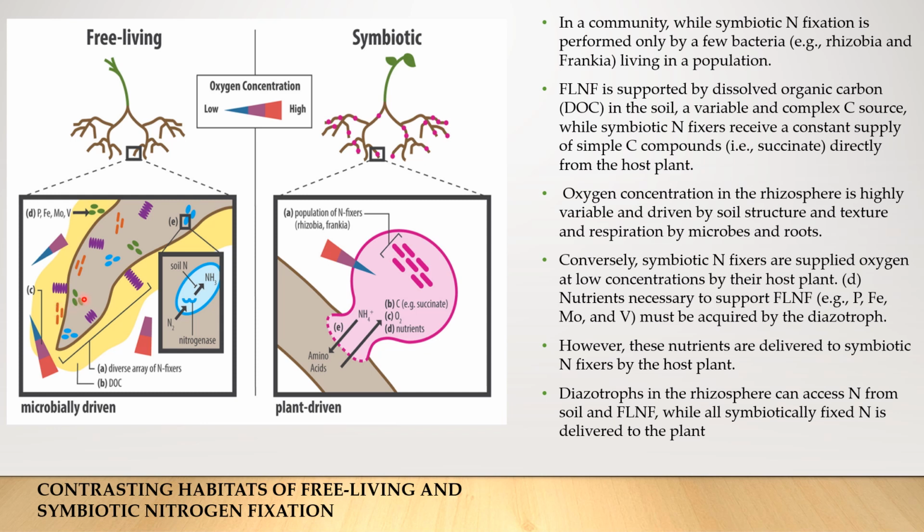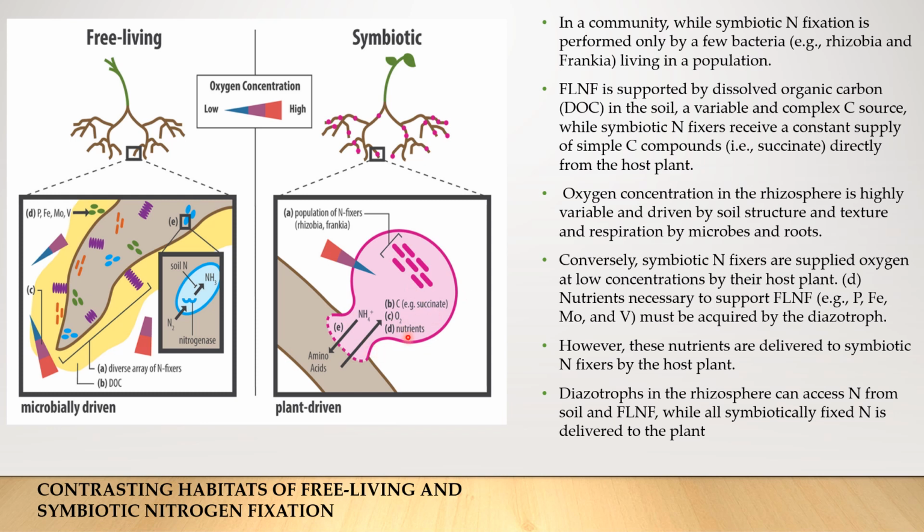While these free living ones may be diazotrophs, they require nutrients like phosphorus, iron, molybdenum, vanadium, and all of these have to be supplied. And the presence of oxygen is again a hindrance. Oxygen supply will not be there for these; whatever is there in the soil, they take it. However, the nutrients are delivered to the symbiotic nitrogen fixers by the plants, but here it's nothing like that. Diazotrophs in the rhizosphere can access nitrogen from the soil and even the free living microorganisms. While all symbiotically fixed nitrogen goes directly to the plants, here whatever they fix has to diffuse to the soil, and the microorganisms and plants existing there can take it.